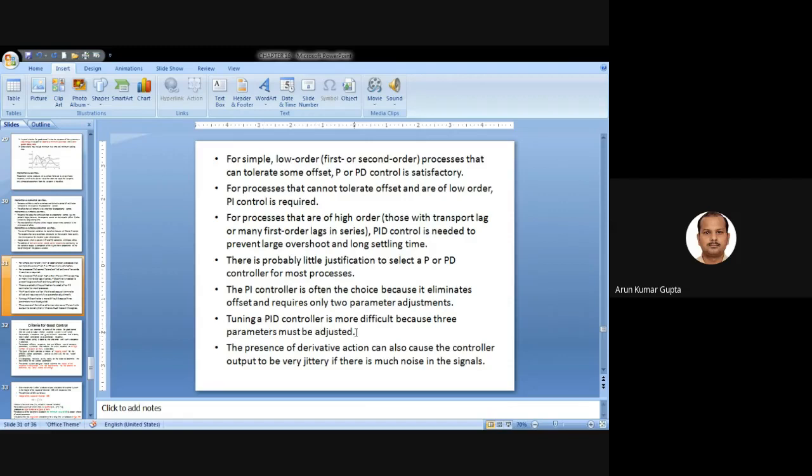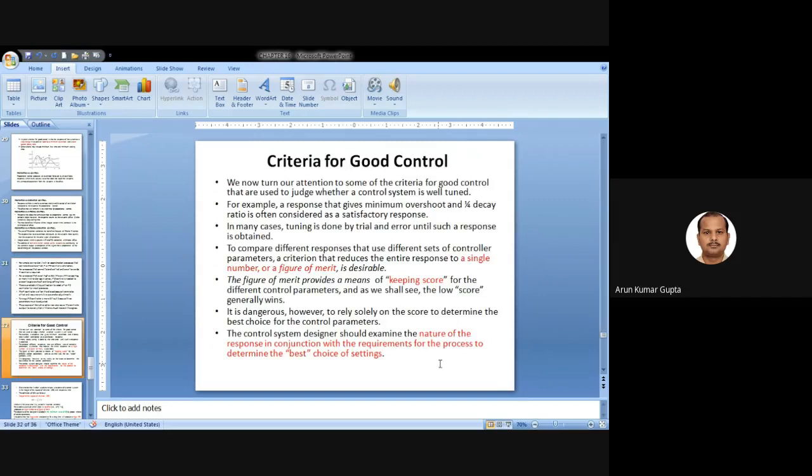Tuning a PID controller is more difficult because 3 parameters must be adjusted. The presence of derivative action can also cause the controller output to be very jittery if there is some noise in the signal, so there is a zigzag kind of motion. In the case of PID, it is very difficult to control if there is any noise. Noise means there is no proper signal.